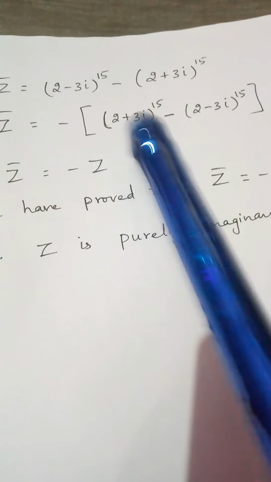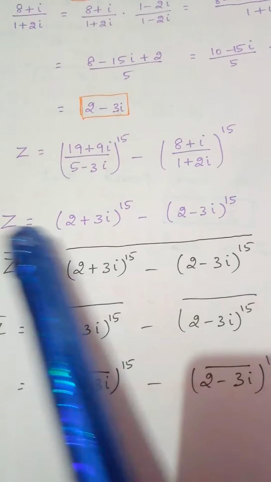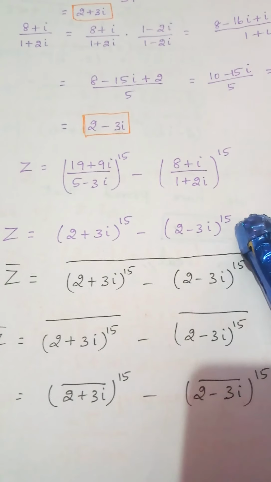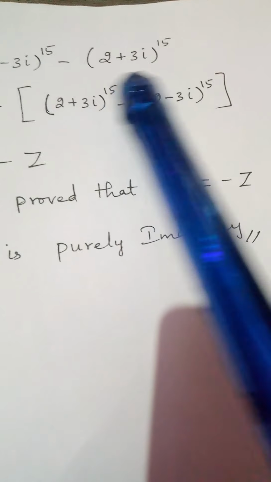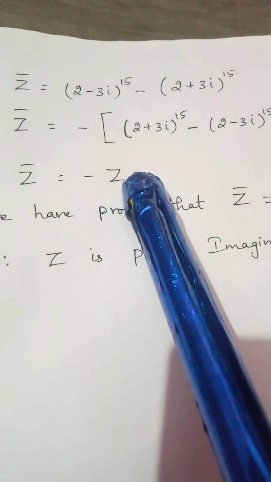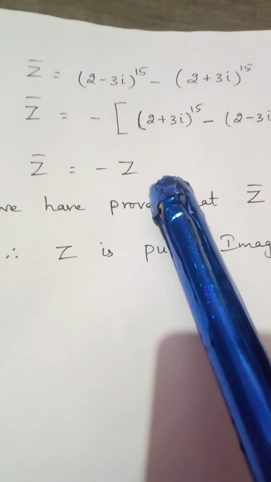Now if you see 2 plus 3i power 15 minus 2 minus 3i to the power 15, which is nothing but our z. So in place of this value, we write z. Minus sign is already present before, so minus z. Now actually what we have proved is z bar is equal to minus z.